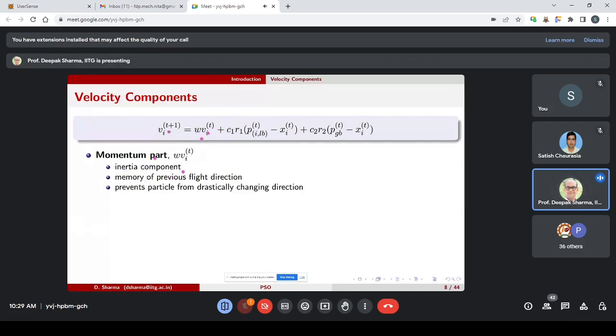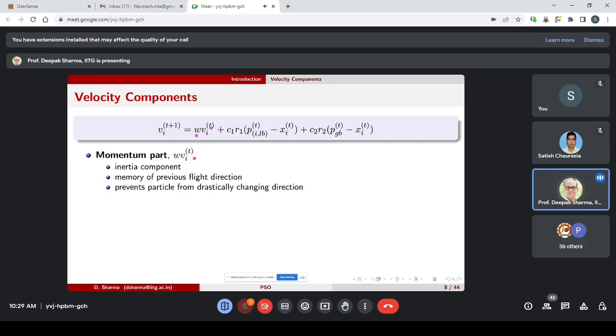Now, since this particular velocity is there, we are multiplying it with omega. So not exactly the full component. Some part of the velocity should be used to find the velocity of the next iteration.